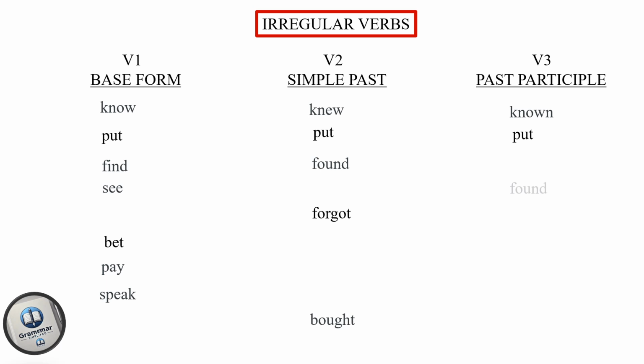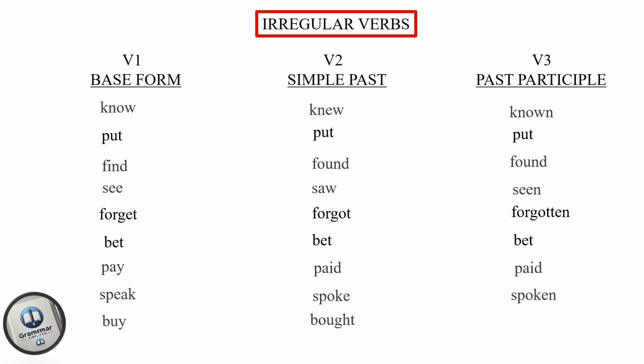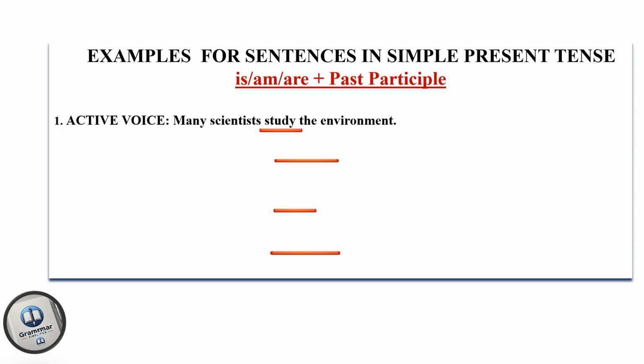Find, found, found. See, saw, seen. Forget, forgot, forgotten. Bet, bet, bet. Same as put. Pay, paid, paid. Speak, spoke, spoken. Buy, bought, bought. So, knowing the past participle form is very important. Now, let's study and learn with all the tenses.